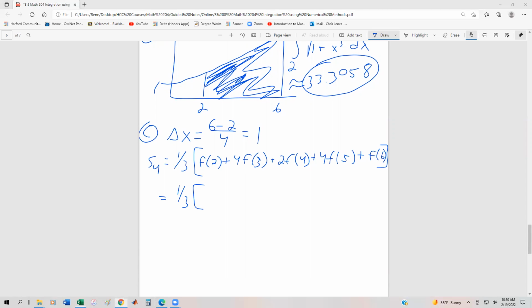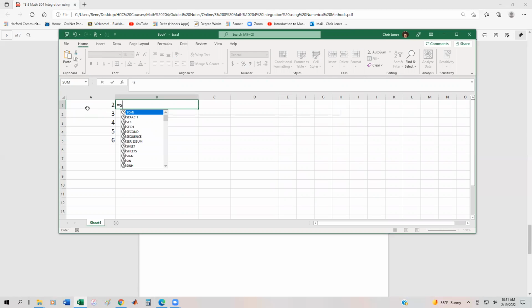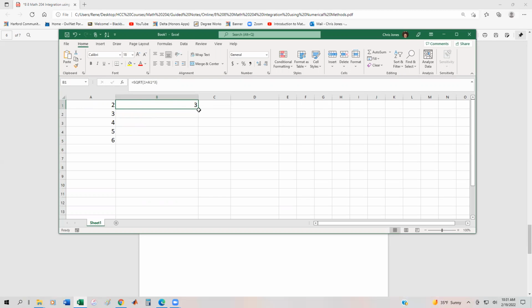All right, so just type in our bounds, which are going to be 2, 3, 4, 5, and 6. And then this is going to be equal to the square root of 1 plus A1 cubed. All right, and these are going to be our values, which is good. They should be fairly large.